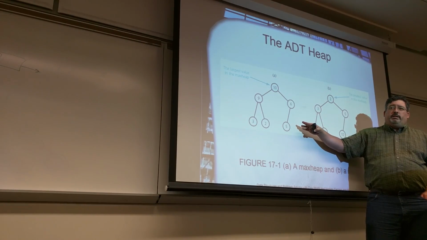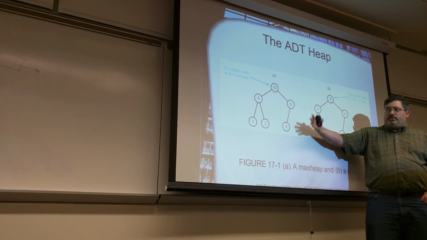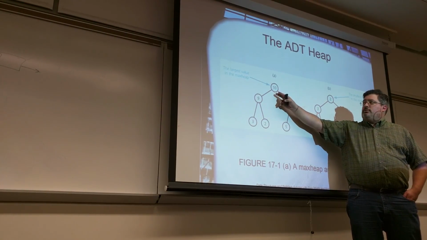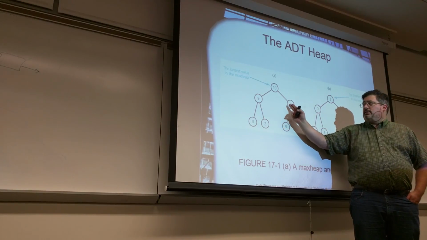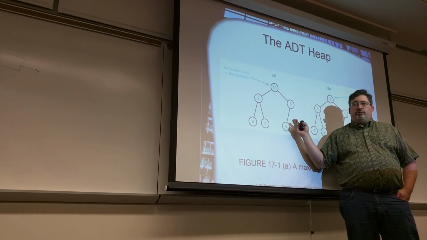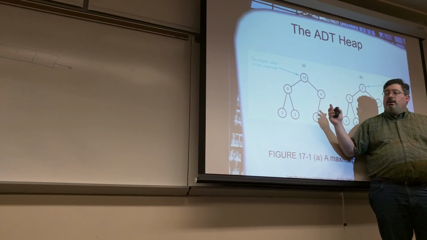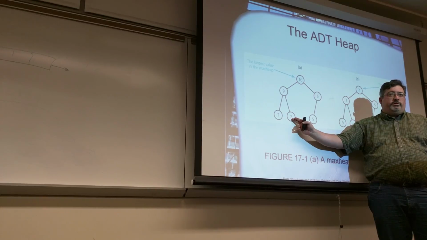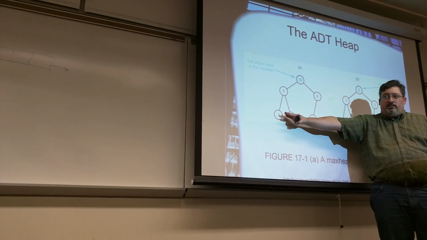Now, the other rule is that it has to either be empty, which it's not, or the root has to be larger than the children. Is 10 larger than 9? Yes. Is 10 larger than 6? Yes. Great. And each of the children is itself the root of a heap. So let's look here. 9. Is 9 larger than 3? Yes. Larger than 2? Yes. So this is a heap.